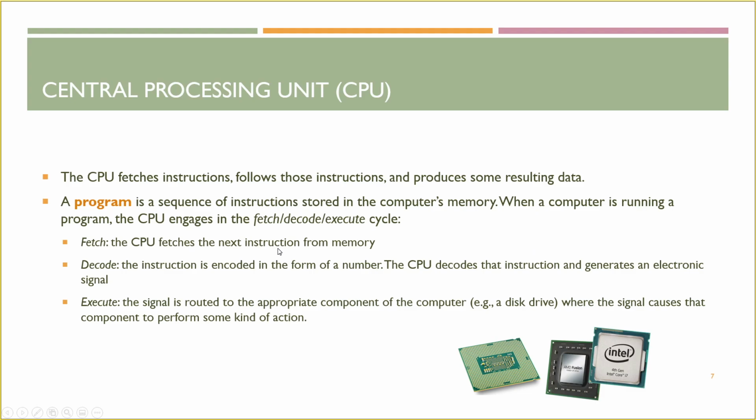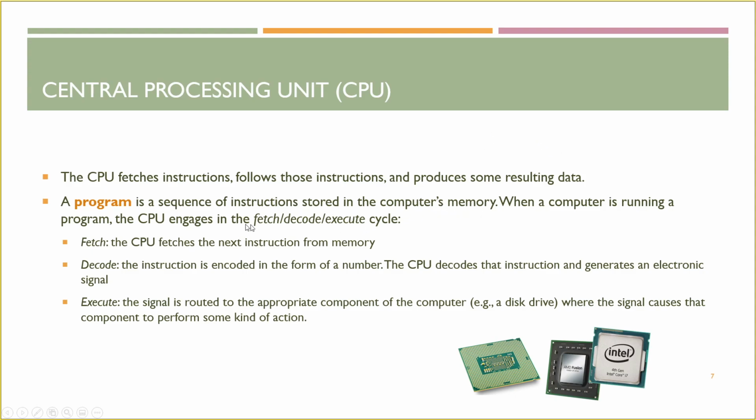The central processing unit, or the CPU of our computer. The main functionality of the CPU is to fetch instructions, follow the instructions that it fetches, and produce some resulting data based on those instructions. So what are those instructions? Well, we call those instructions a program, right? A program is just a sequence of instructions that is stored somewhere in our computer's memory.